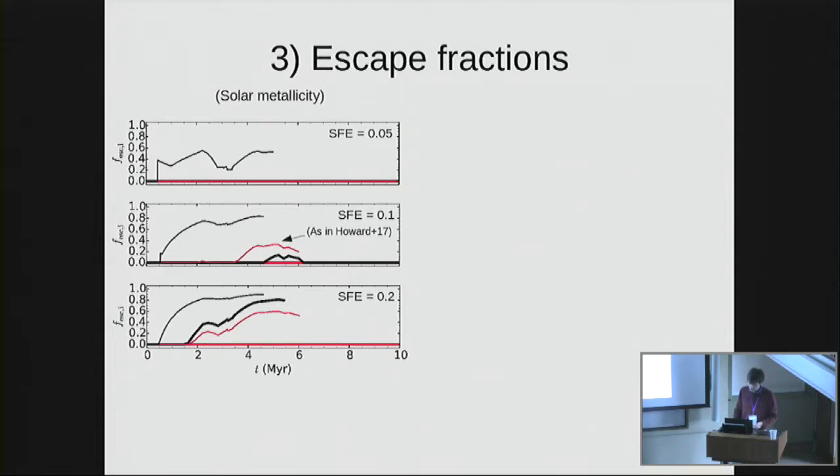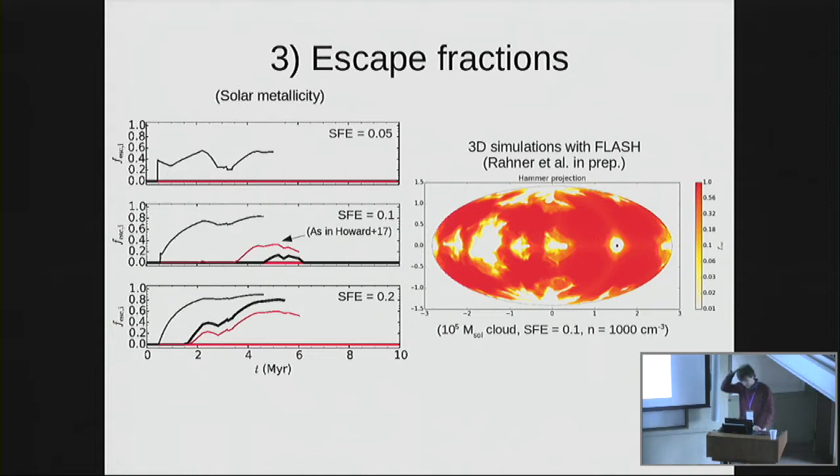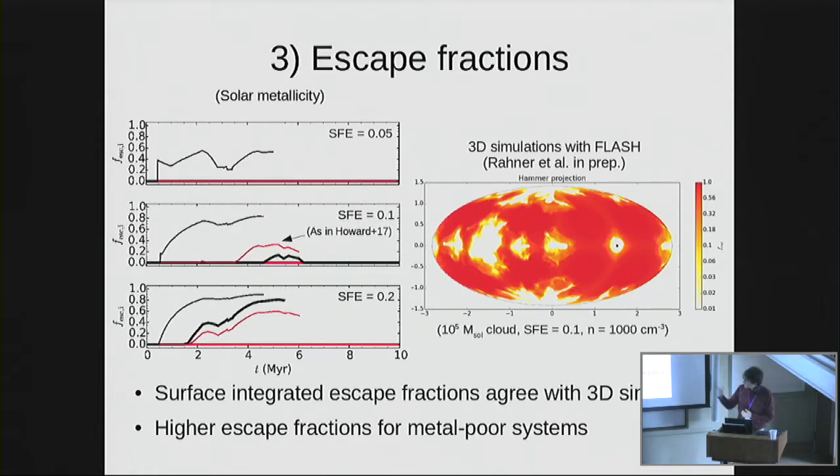We checked this. We also ran 3D models with FLASH. And of course, now you have a lot of 3D effects. There's a Hammer projection, similar to what you might know from the CMB. Red means nearly 100% of ionizing radiation is getting out. White means no radiation is getting out. You get a lot of variability. But if you integrate over the whole surface area, you get similar numbers as in our 1D model. And we also compared that to other papers. As I said, it agrees fairly well with 3D simulations. And we also found that you get higher escape fractions for metal-poor systems compared to metal-rich systems.